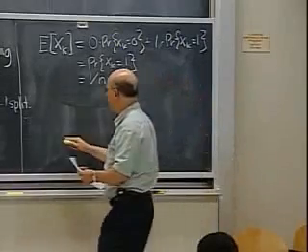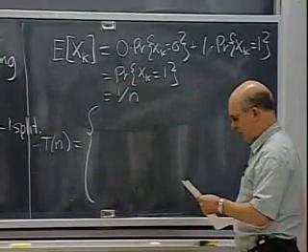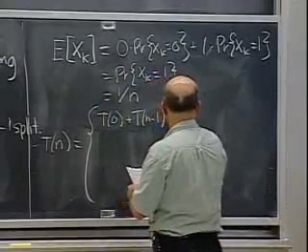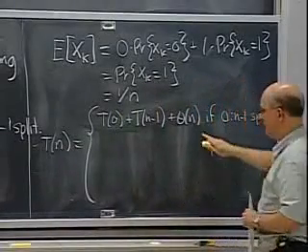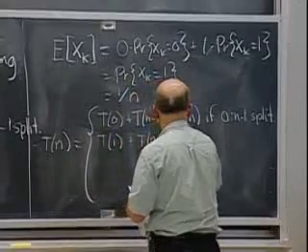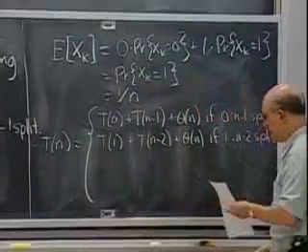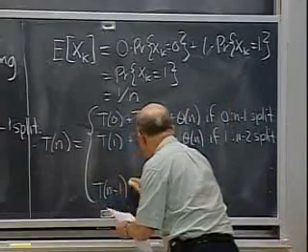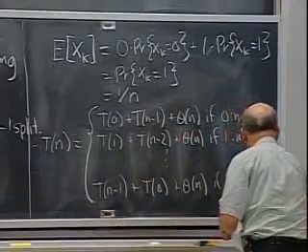Okay, so let's write out what T of n is equal to here. T of n is going to be equal to T of 0 plus T of n minus 1 plus theta of n if we get a 0 to n minus 1 split. And it's equal to T of 1 plus T of n minus 2 plus order n if we have a 1 to n minus 2 split. And down here it's going to be T of n minus 1 plus T of 0 plus theta of n if we end up with an n minus 1 to 0 split.